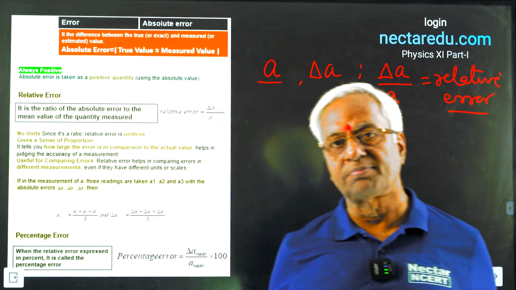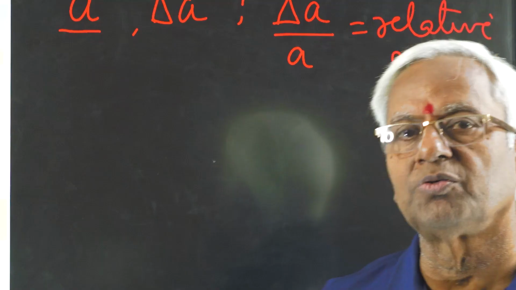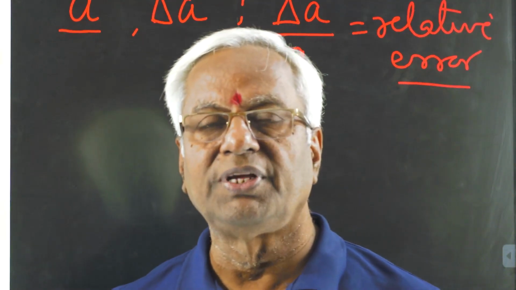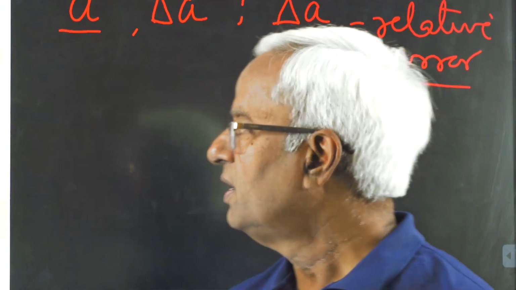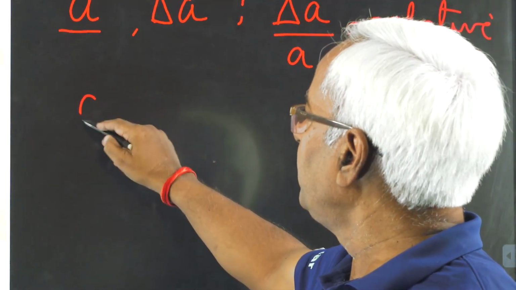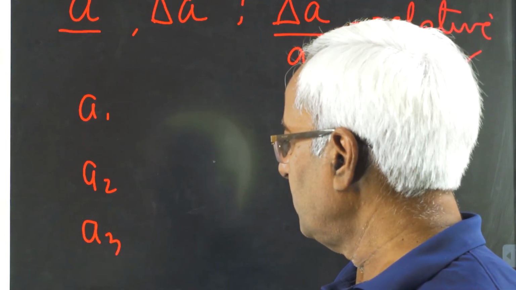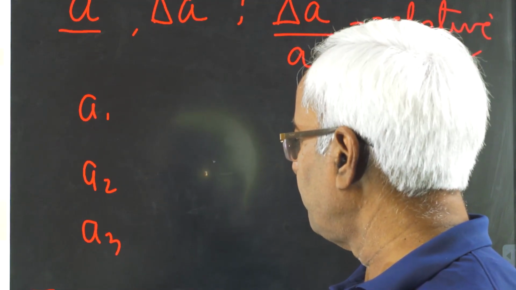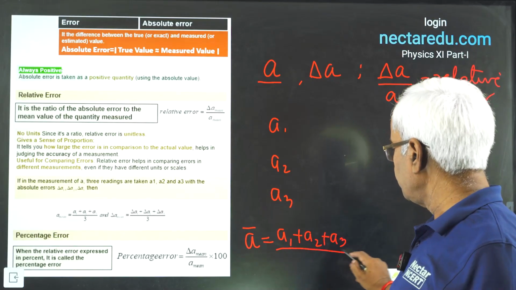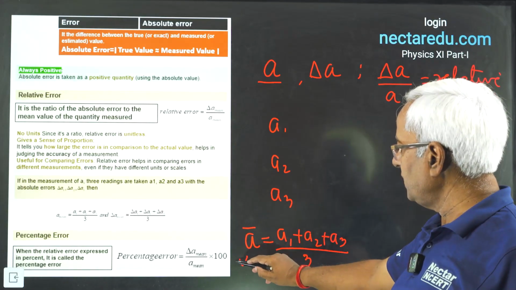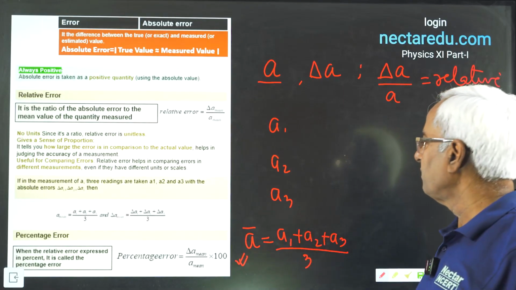We discussed absolute error. But like our measured quantities, here also we resort to take the average or the mean value of absolute error. Suppose you are taking 3 readings A1, A2, A3, then the mean reading would be A1 plus A2 plus A3 by 3. This would be known as the mean reading of the observation or the practical you are doing.